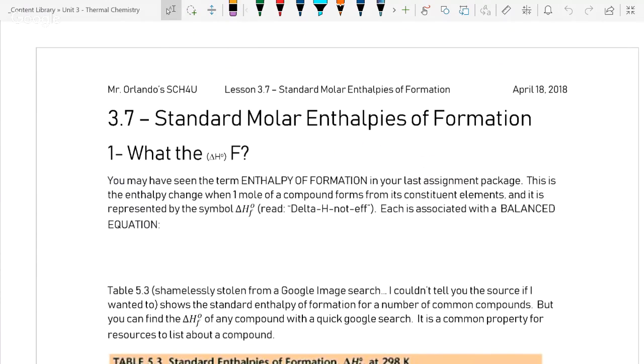So when we make a database of enthalpies of formation, what we say is, okay, let's imagine any chemical you can imagine. What would the enthalpy change be just to make that chemical? That makes sense. And when we say make it, we mean make it from its most basic parts. So let's look at an example.